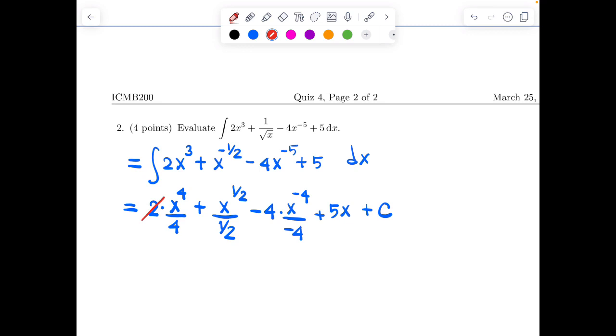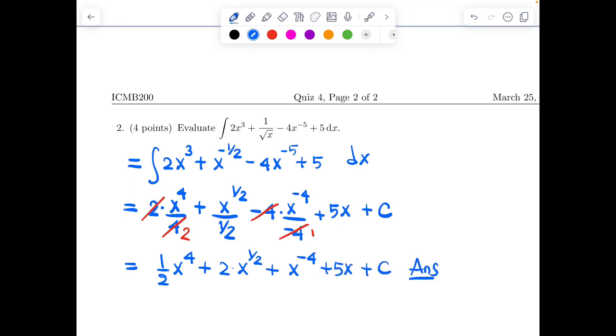Now we can simplify this, right? You can reduce by cutting 2 and this. Remember, when you cut this out, you are left with 1, it's not 0. So you get 1 half x to the power 4 plus 2 multiplied with x to the power 1 half, multiplied with x to the power negative 4, plus 5x plus c. And this would be the answer. Okay.